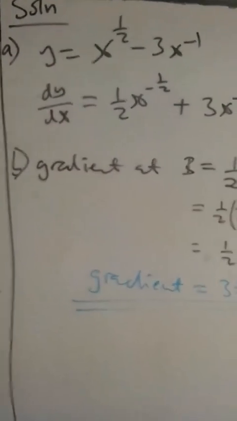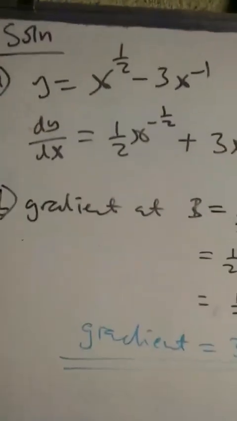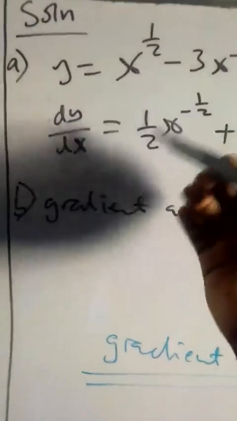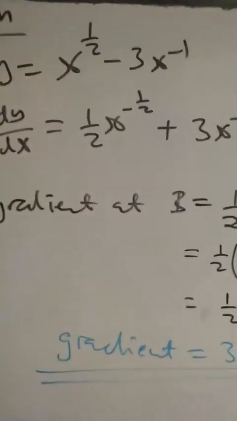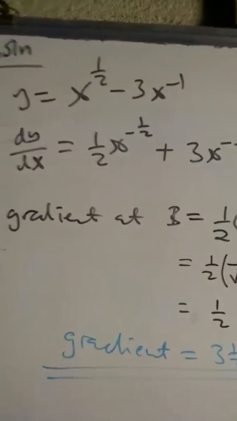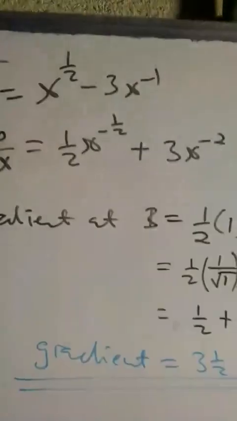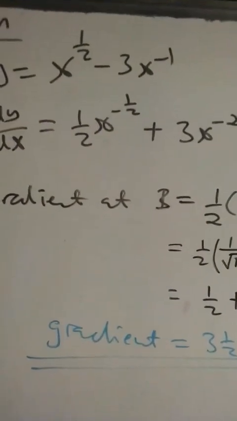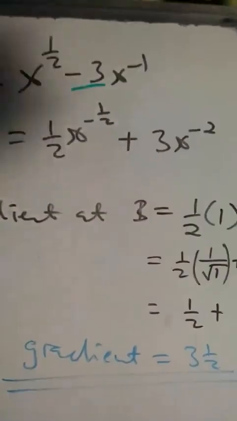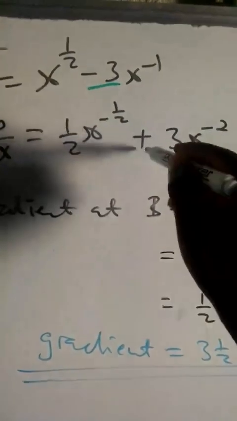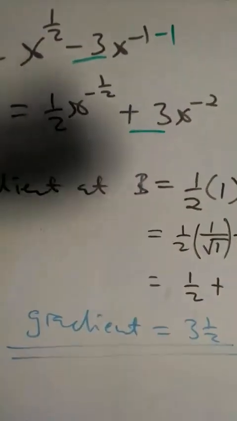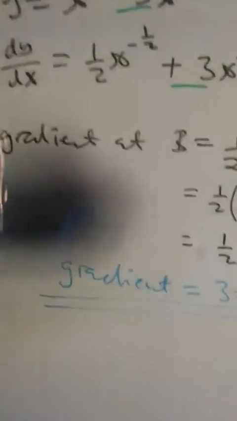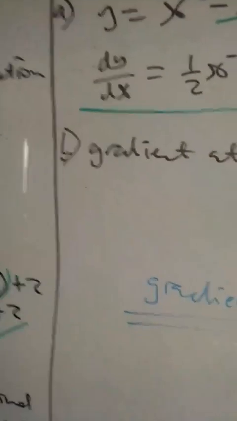You drop the power, you are dropping half, then it becomes half x to the power half minus 1. You get minus half. Then for the other one, you are dropping negative 1, it becomes negative 1 multiplied by 3, and it becomes a positive 3 here, and you are subtracting 1. It becomes minus 1, which is minus 2. Then this is the value of dy by dx.